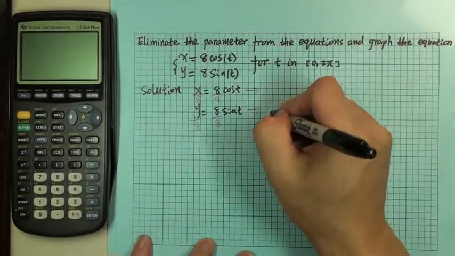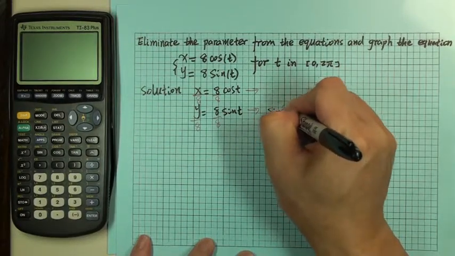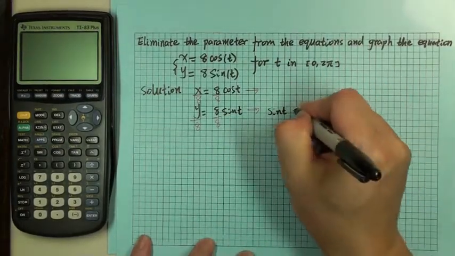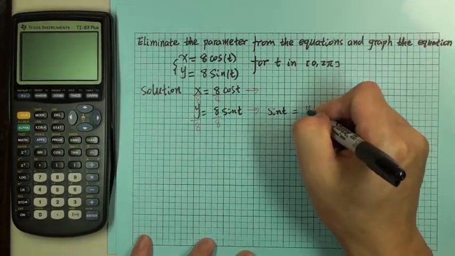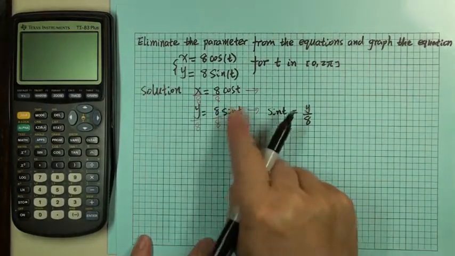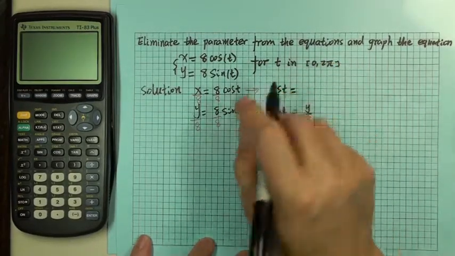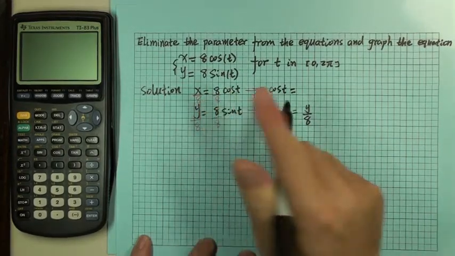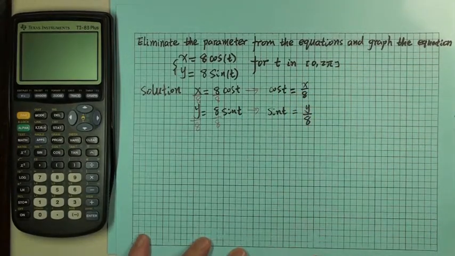And what do you get? You then have sine t alone on the right, 8 cancelled, and then left hand side is y over 8. This one is similar. Right hand side you have cosine t, left hand side, 8 cancelled, you have x divided by 8.